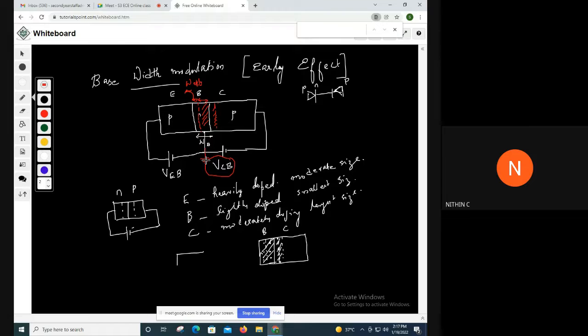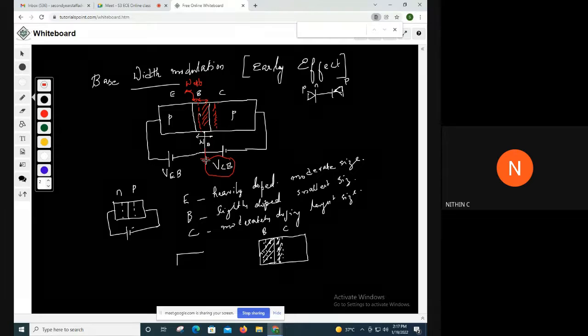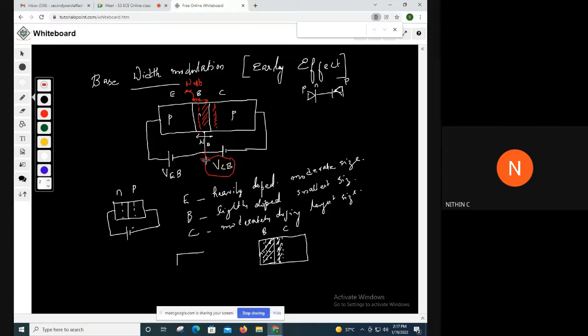Yes, base transport factor will now increase. Why is base transport factor increasing? Because the effective width of the base decreases, so what is happening? We are having less number of electrons.